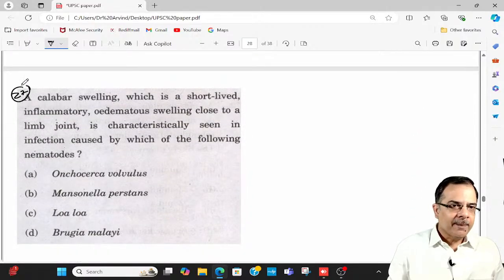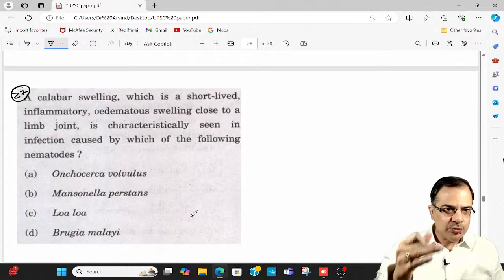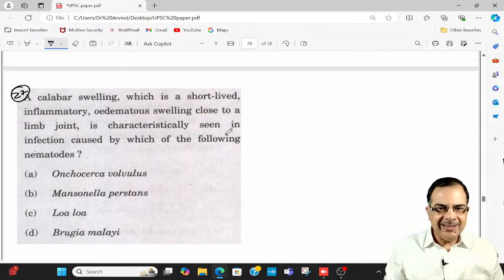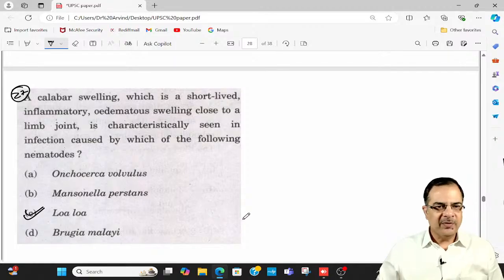27. Calabar swelling, which is a short-lived inflammatory edematous swelling close to the limb joints, is characteristically seen in infection caused by, answer is C option. It will be C option.